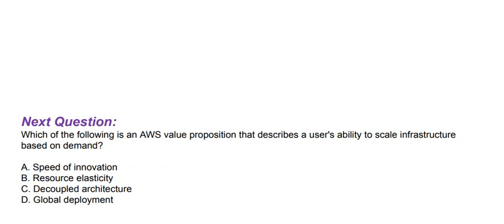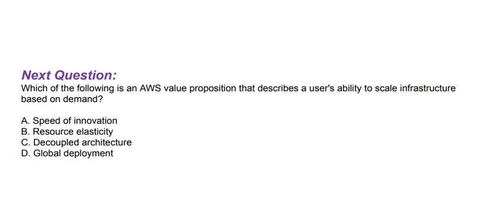Moving to next question. Which of the following is an AWS value proposition that describes a user's ability to scale infrastructure based on demand? Option A, speed of innovation. Option B, resource elasticity. Option C, decoupled architecture. And option D, global deployment. The correct answer is option B.